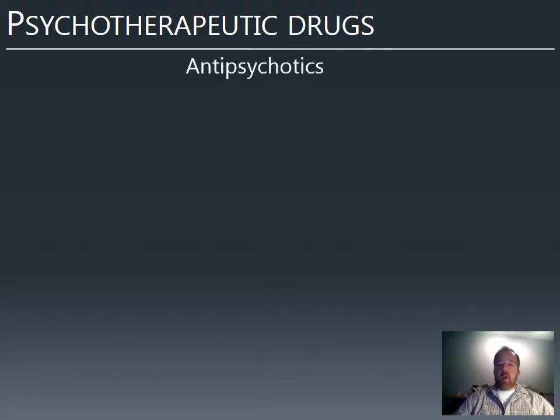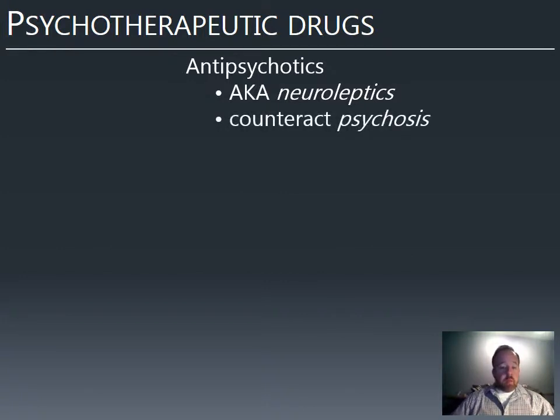Okay, so moving on to the class of drugs called antipsychotics. These also used to be known as neuroleptics. You'll still see that term sometimes, but they are more commonly called the antipsychotics now. And as the name suggests, they're meant to counteract psychosis. What is psychosis? Well, it's a loss of access to reality. It's a break from reality.